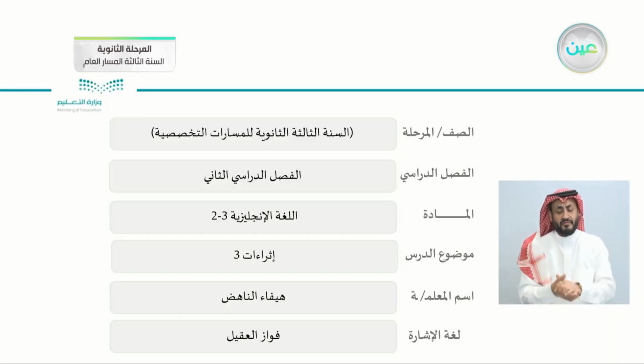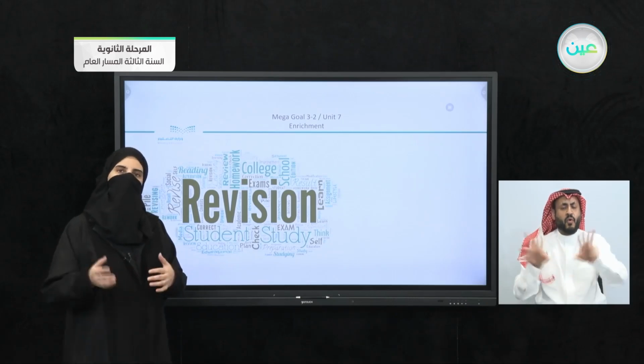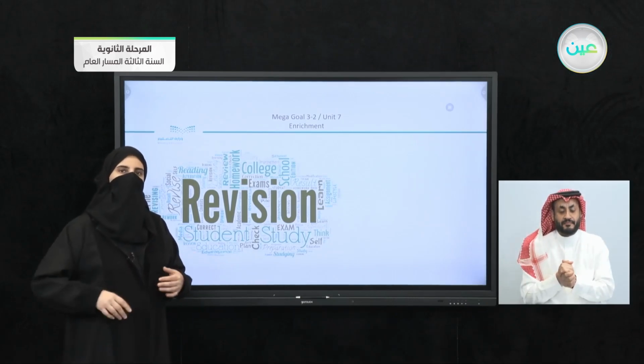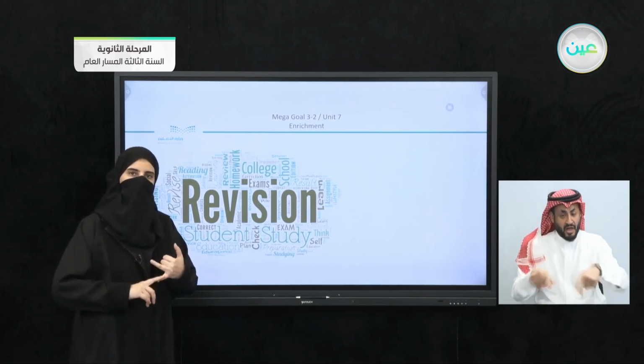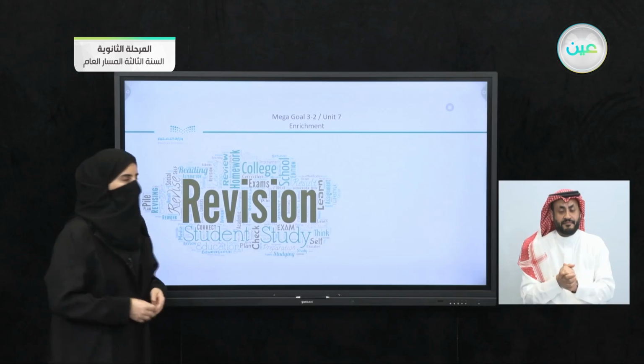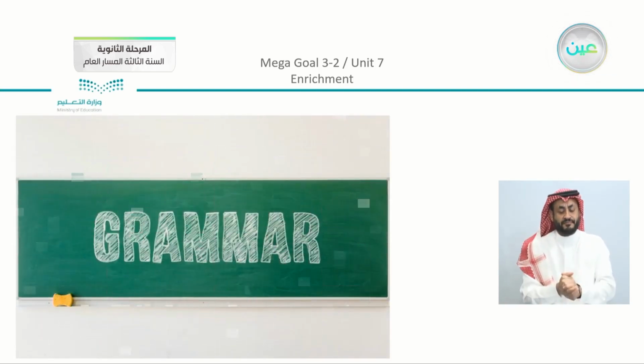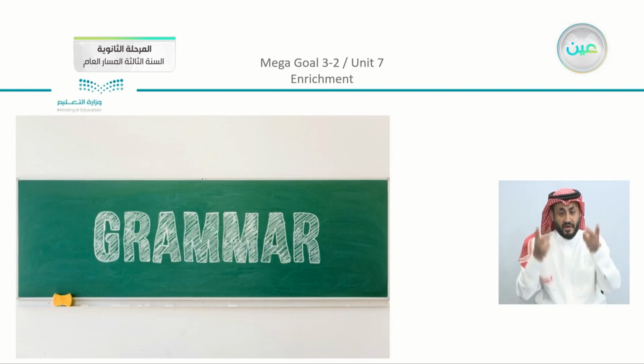Now we have reached the third part of our expansion, and as usual, we know that the expansion or the enrichment is actually the revision that we have at the very end of the semester. Now we have accomplished the enrichment for Unit 5 and Unit 6. We are going to now complete Unit 7. So what do we have? We are going to go back to our unit, which is Everyone Makes Mistakes. And in this unit, we are going specifically to just recall what we studied in the grammar.